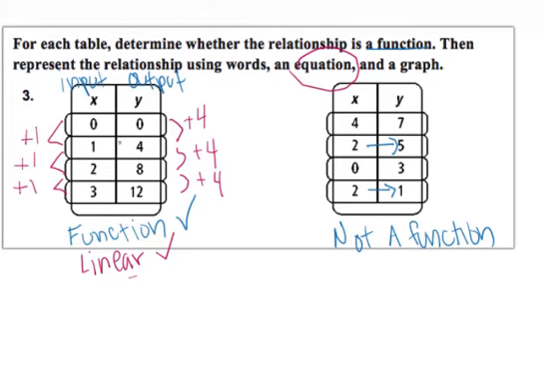Let's go ahead and write an equation for this. Well, when x is 0, y is going to be 0. When x is 1, we get 4, 2, we get 8. It appears something's happening to x to equal y. What appears to be happening is it's getting multiplied by 4. And we can check this. 3 times 4 is 12. 2 times 4 is 8. 1 times 4 is y. 1 times 4 is 4. And 0 times 4 is 0. So this is going to work out.